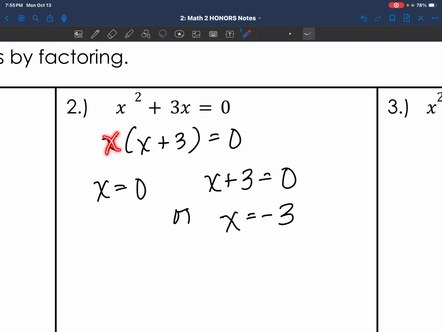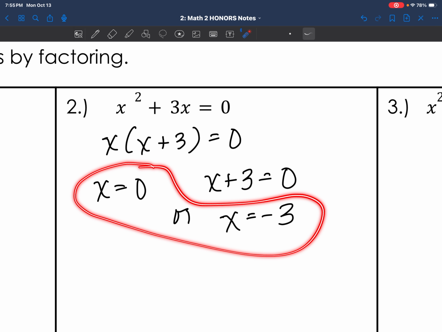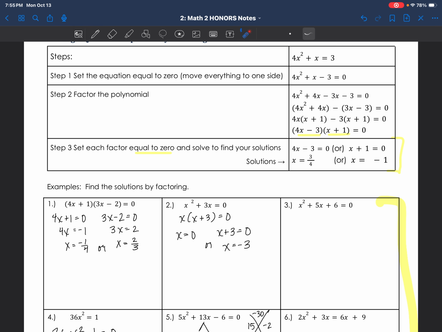So we can actually factor out an x beforehand. And then now I'm going to set this equal to 0, and I'm going to set this equal to 0. And when you solve, you're going to get x equals 0 or x equals negative 3. All right, I want you to try that one.